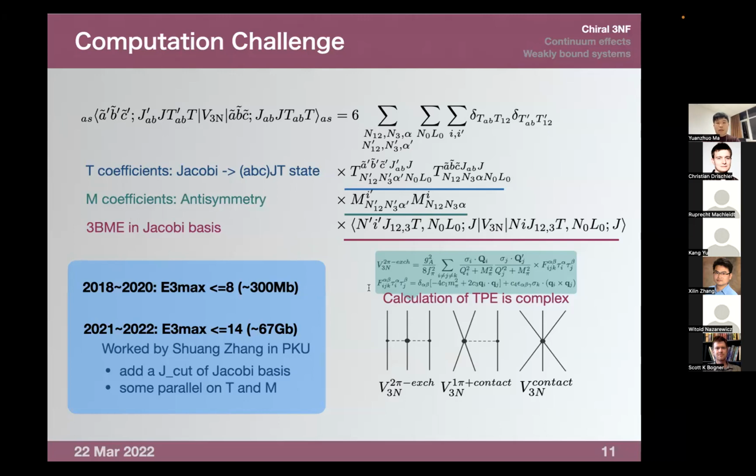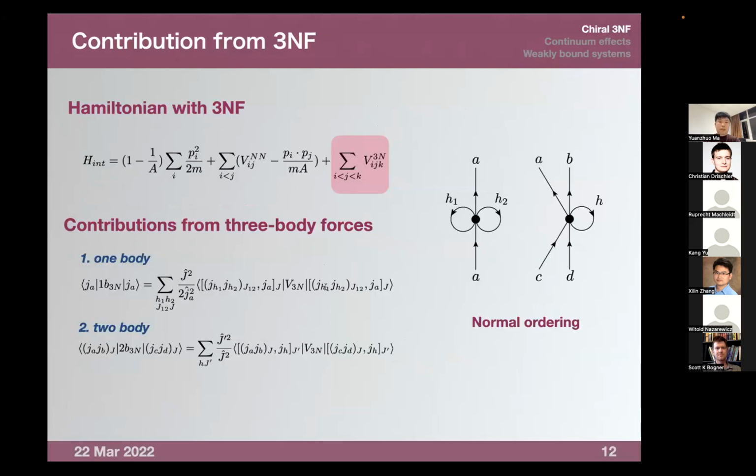After obtaining the three-nucleon force matrix elements, we can add them to our Hamiltonian. But it's still difficult to deal with directly, since compared to the two-nucleon force, it has more indices, 3 incoming and 3 outgoing. So alternatively, we choose the normal ordering procedure, which can consider the three-nucleon effects in the 1-body and 2-body sectors.